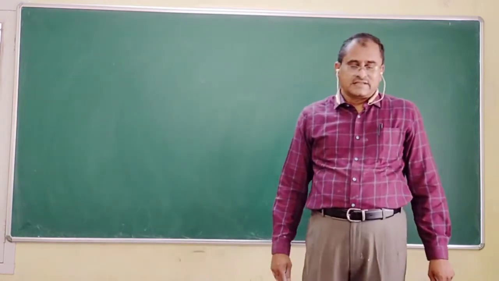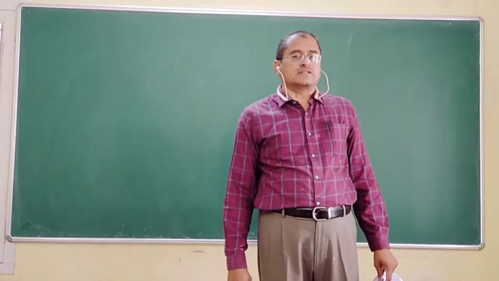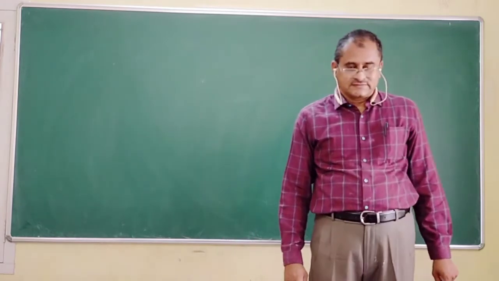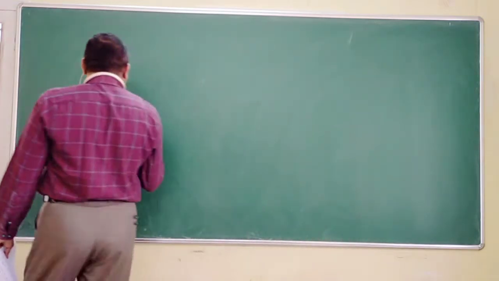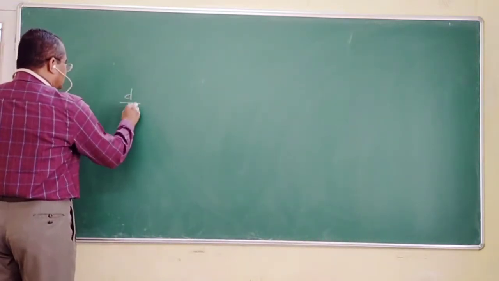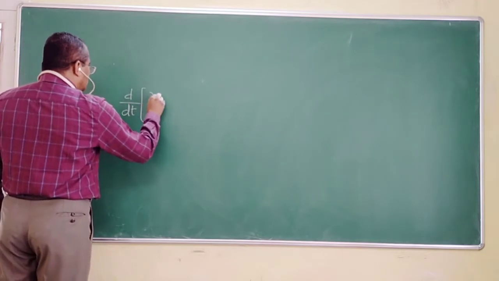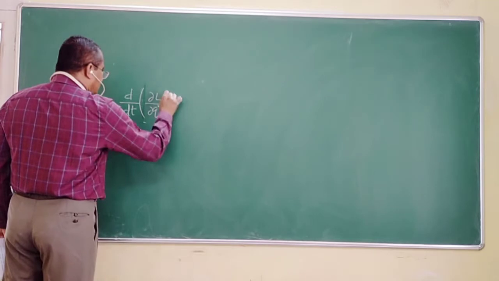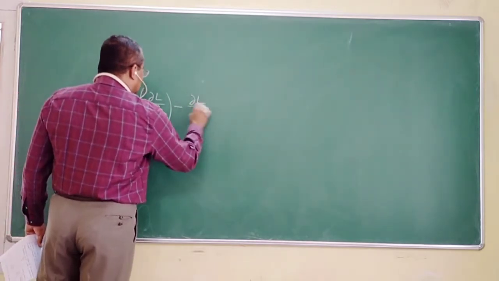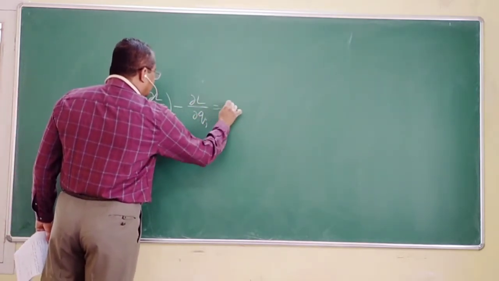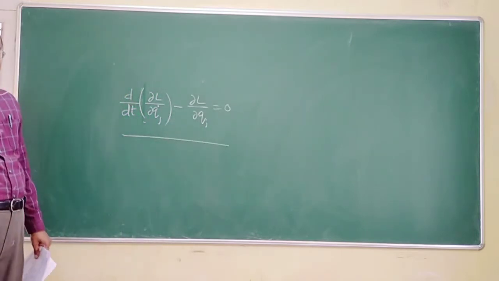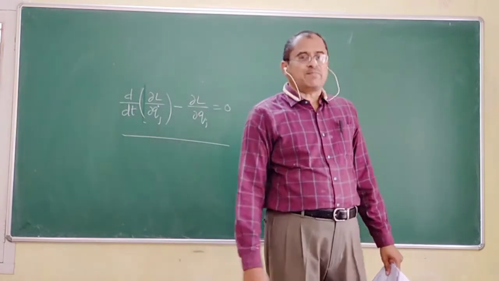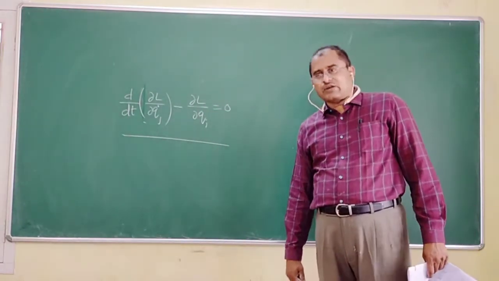In the previous class, we stopped deriving the expression for Lagrange's equation starting from D'Alembert's principle. If you remember, we derived d by dt of dou L by dou q dot j minus dou L by dou qj is equal to 0. This is the expression we derived last class. Today, we are going to see the applications of this Lagrange equation.